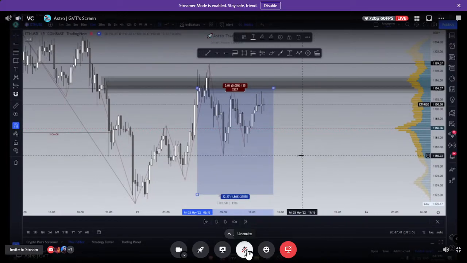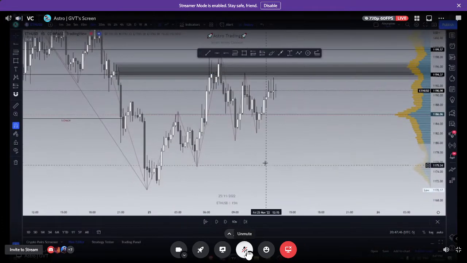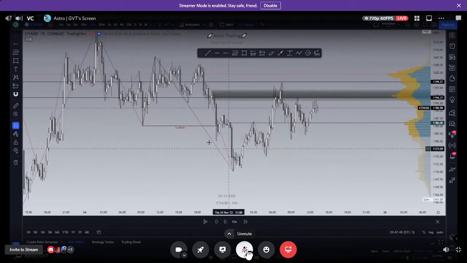I think this order block concept is just like a regular winning trade. So I like it.